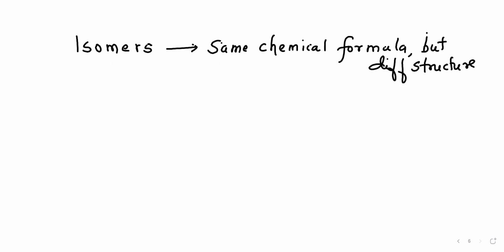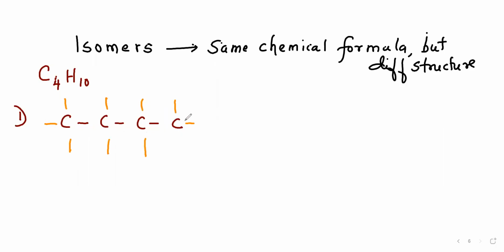So let's see the first one. Suppose I have a compound C4H10. How do I write the first structure? 1, 2, 3, 4. Then how many hydrogens are there? 1, 2, 3, 4, 5, 6, 7, 8, 9, 10. This is the first structure possible.